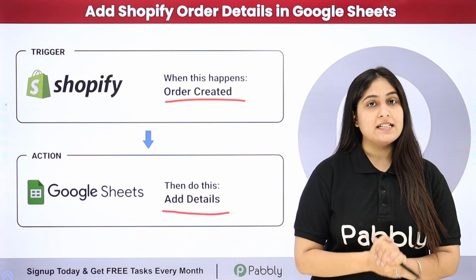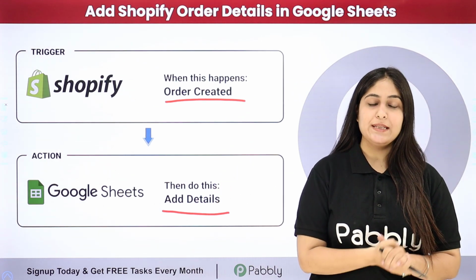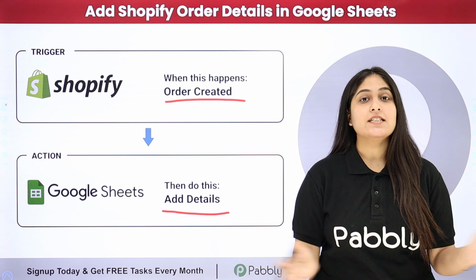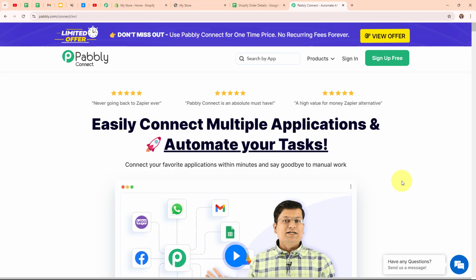So to automate this entire process, I need to connect these applications using an automation software named Pabbly Connect. So to learn this process step by step, let me take you to my screen. Welcome to my screen. So in this video, we are going to understand how to add Shopify order details in Google Sheets.